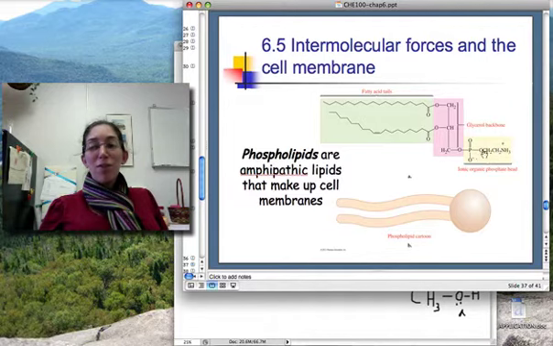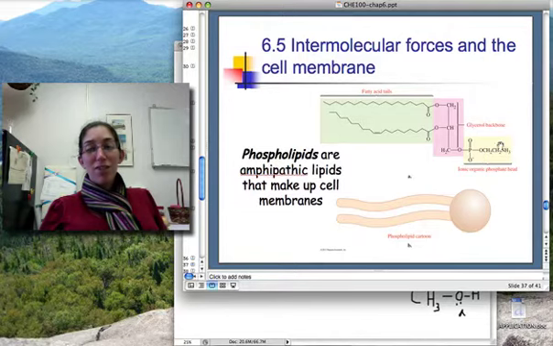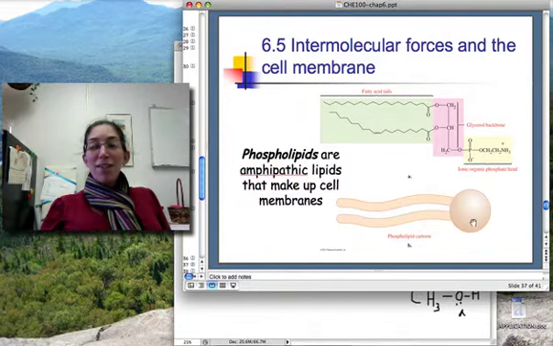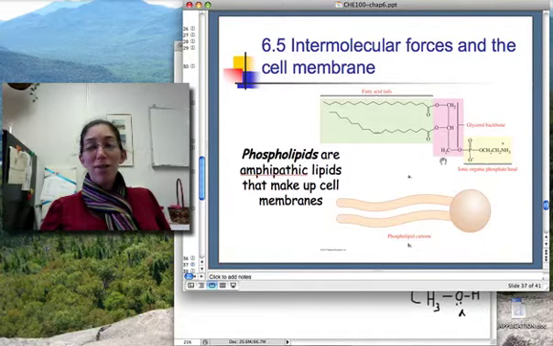And the phosphate group is usually charged. Notice this one has a negative charge and a positive charge in it. And that makes it very polar, very hydrophilic. It likes water. It likes polar molecules. Whereas the fatty acid tails are very nonpolar. So again, we have ourselves an amphipathic molecule. What else did I talk about in this lecture that was an amphipathic molecule?